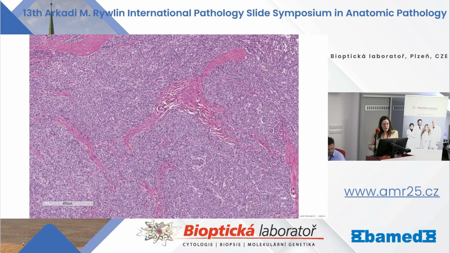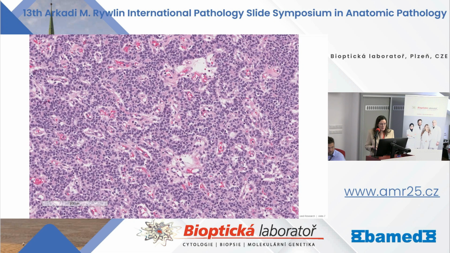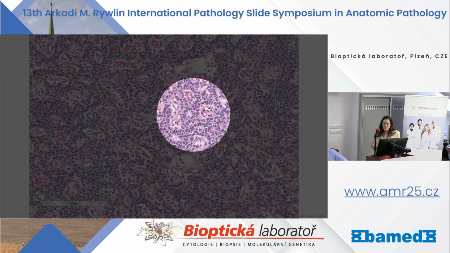A little bit higher power, we can see that it's composed of pretty monotonous tumor cells. A little bit higher power, we see this rich vascularity of the tumor. The tumor cells vaguely have this rosetting or palisading around the vascular structures.